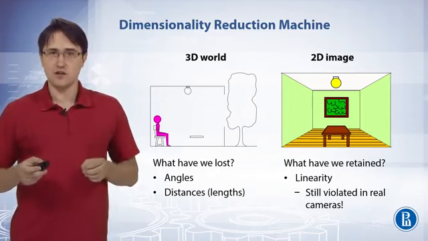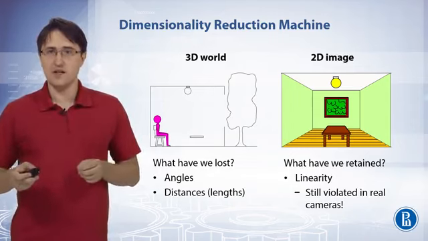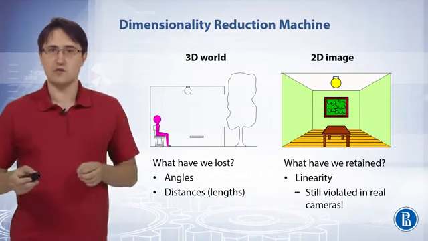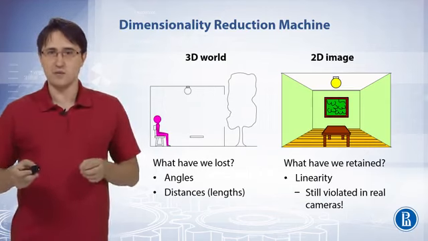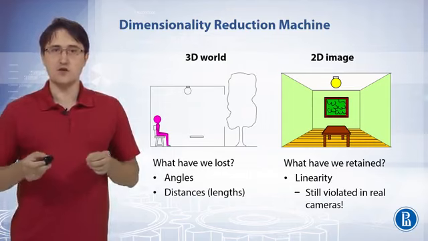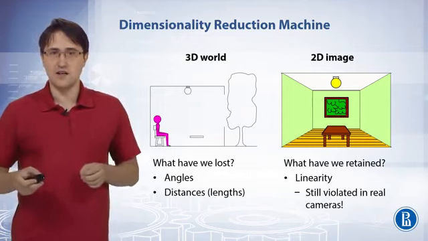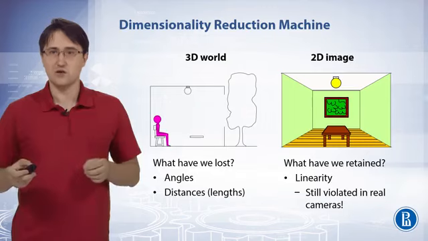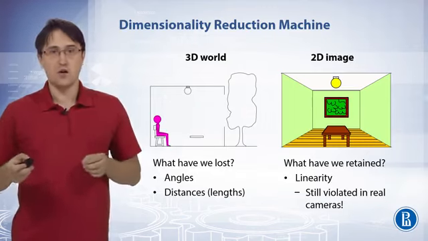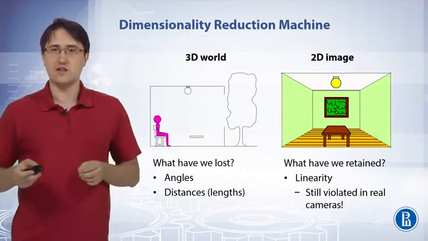If 3 points are located on a single line in 3D space, then their projections also lie on a single line. But in practice, this property also can be violated due to optical effects in lenses. Such effects are called radial distortions, and as a result straight lines are projected into slightly curved lines, or not so slightly if fisheye lenses are used.